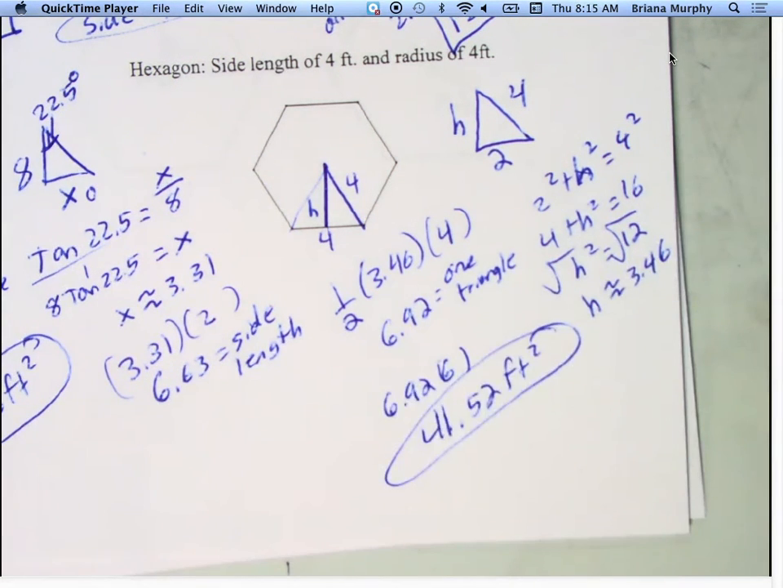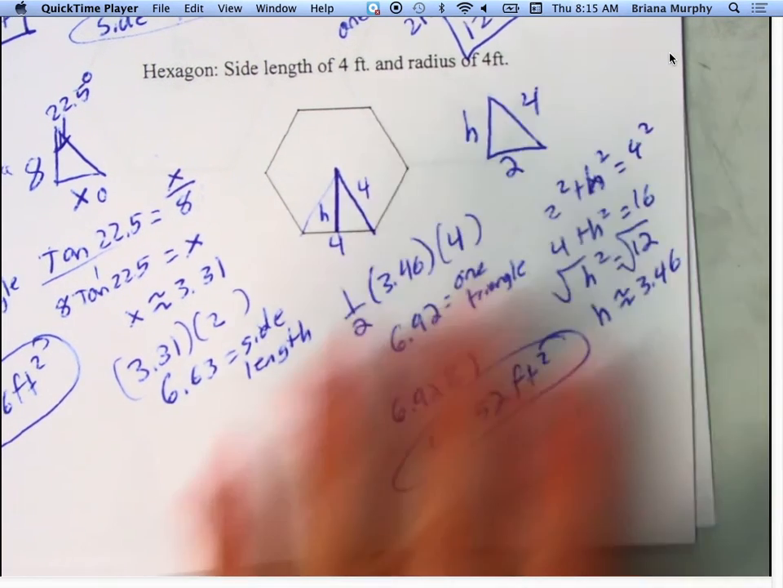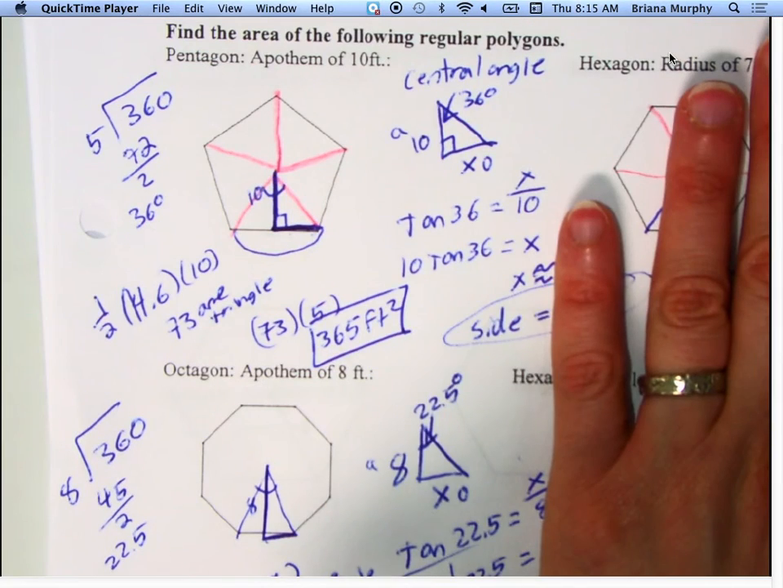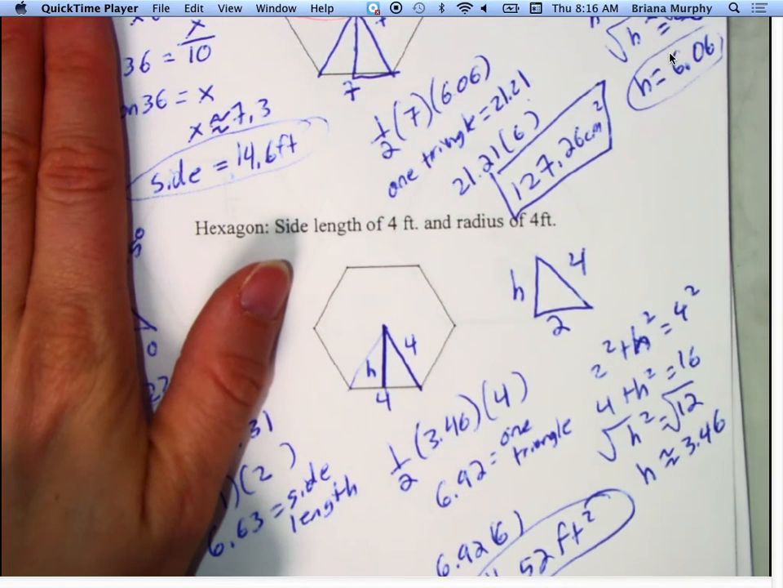Okay? All right. So you're going to use this information in order to do the back. Remember, if you have the apothem, you're going to use this side of your paper as examples. If you have the radius, you're going to use this side of your paper for the example.